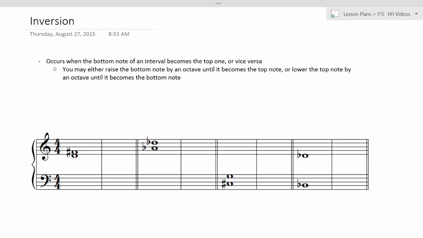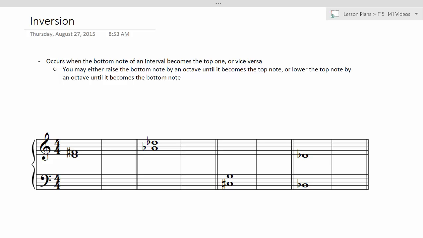You can easily accomplish this by either raising the bottom note by an octave until it becomes the top note, or by lowering the top note by an octave until it becomes the bottom note. Let's take this first interval for example. The first thing I'm going to do is identify the interval's name. So I've got D to F sharp.